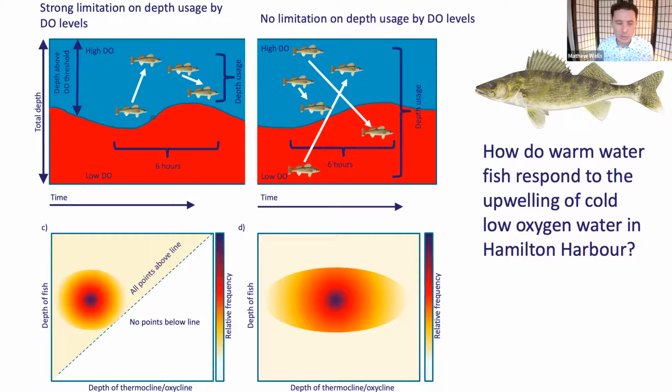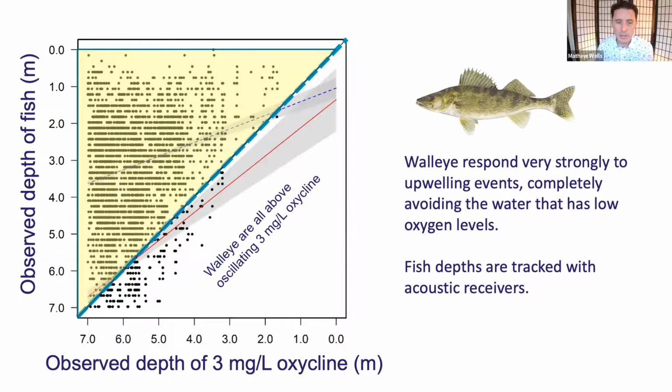On the left, we would see, if they are avoiding the oxycline, all the points would be above that 45-degree line, whereas on the right, we'd expect to see a random scatter. So what do we actually see in the data? As you might expect, the walleye are avoiding the oxycline. All the observed data that Jill Brooks found is located above that 45-degree line. They're all avoiding the depth of the thermocline.